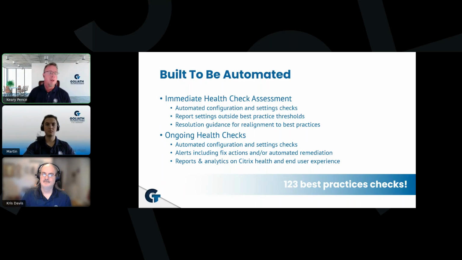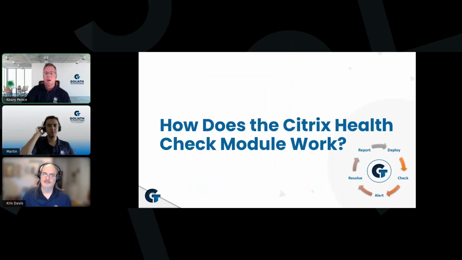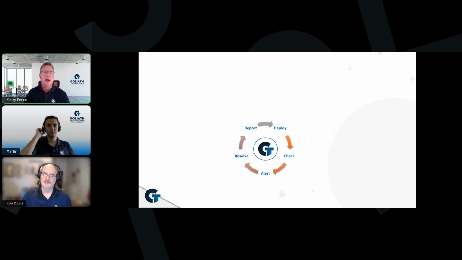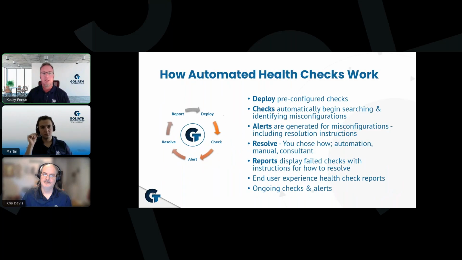It's reporting on settings or configurations that are outside of best practices, and it's offering resolution guidance. You could have manual resolution where it tells you exactly what to fix, where to go to fix it, and how to fix it, as well as automated remediation options. But we'll get into that in just a few minutes. Right now, I just want to do a quick rundown of how the automated health check actually works.